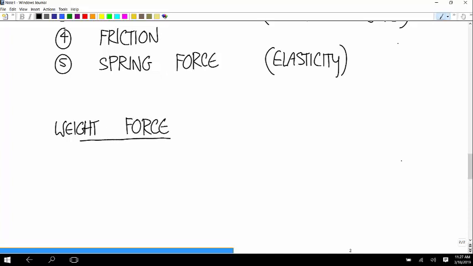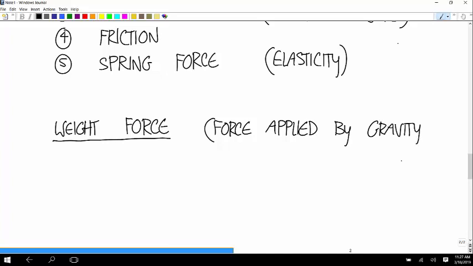And the weight force is the force applied by gravity. So this is actually one we can do as kind of a thought experiment. Let's figure out what the force is that's applied to an object.